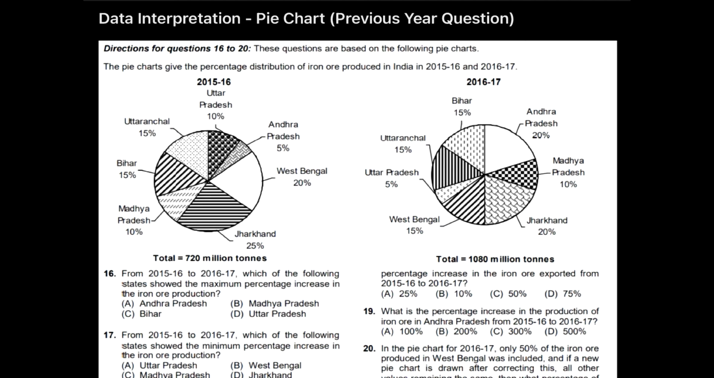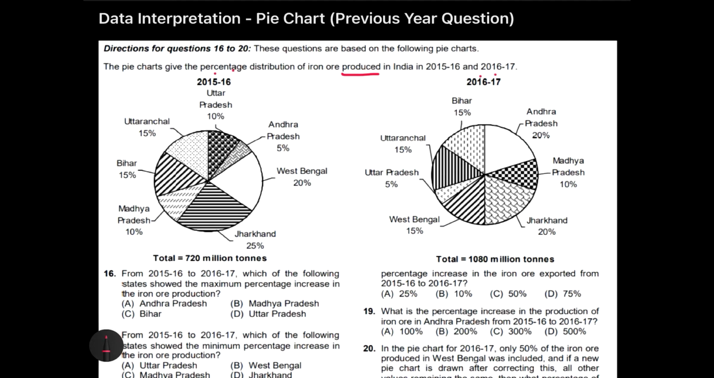Today in this video we'll be talking about pie charts, which is an integral part of data interpretation. The question right now on your screen is a previous year question paper, and we could see that there are 5 questions related to 2 pie charts. The first pie chart shows the iron ore produced in India within 2015 and 16, and the next one represents the iron ore produced in India between 16 and 17.